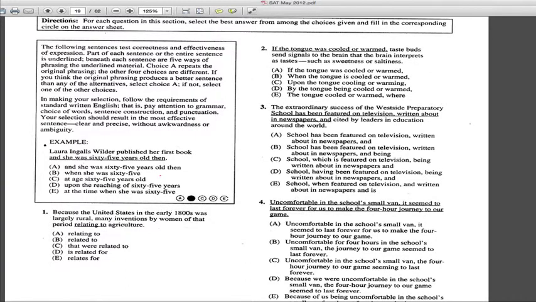Because the United States in the early 1800s was largely rural, many inventions by women of that period relate. Whenever dates are given, it's usually referring to tense, and the early 1800s indicates it has to be past tense. However, there is "relating", and it should be "related", so choose B and move on. Nothing else fits there; "relates" therefore doesn't fit.